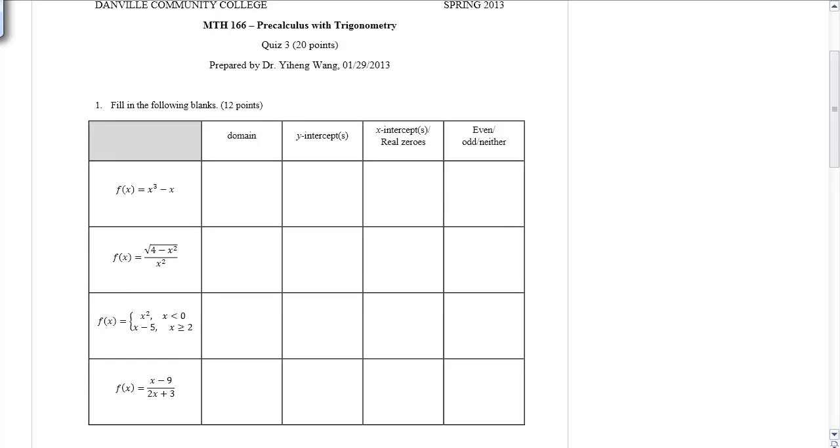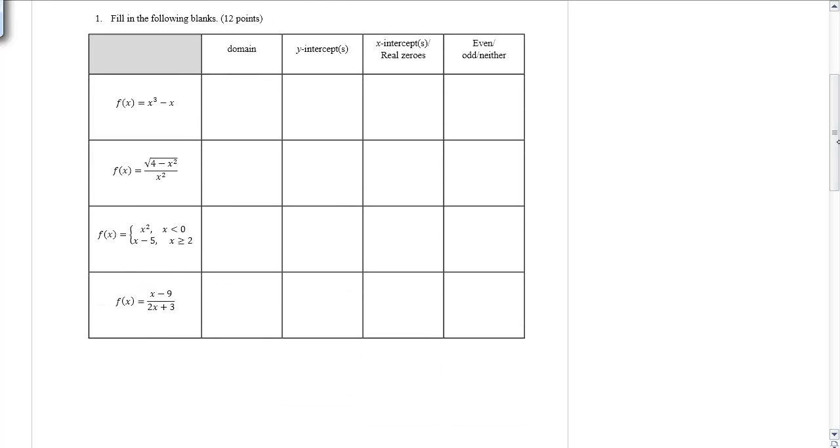So let's look at the first function, f(x) equals x to the third power minus x. This function is a polynomial function, and as you can see, there is no restriction in terms of what x can be or cannot be. Therefore, x can be any real number. Therefore, the domain of the function is simply all real numbers.